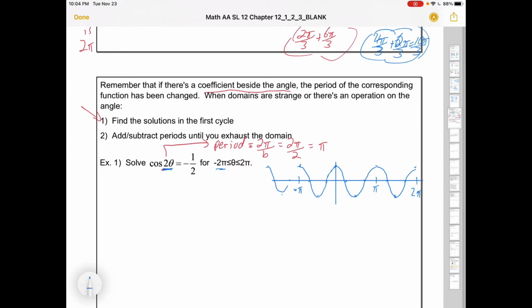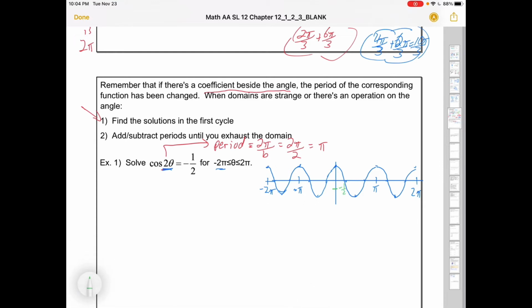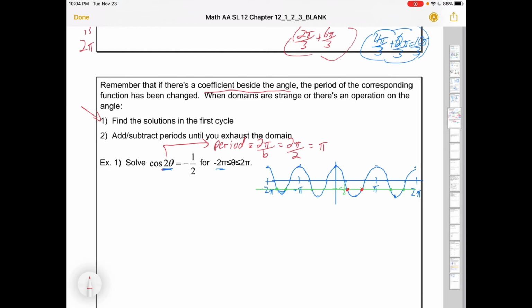Gosh, I really hope that this is a GDC question because that would make it a lot easier. But there's essentially the function over that domain. And what we're asking is, where is it at negative 1/2? So essentially, where are all those intersections? And you can see there are going to be 8 solutions. I'm suggesting that you should find these first 2 solutions and then just add on pi or subtract off some pi's until you found all the rest of them.